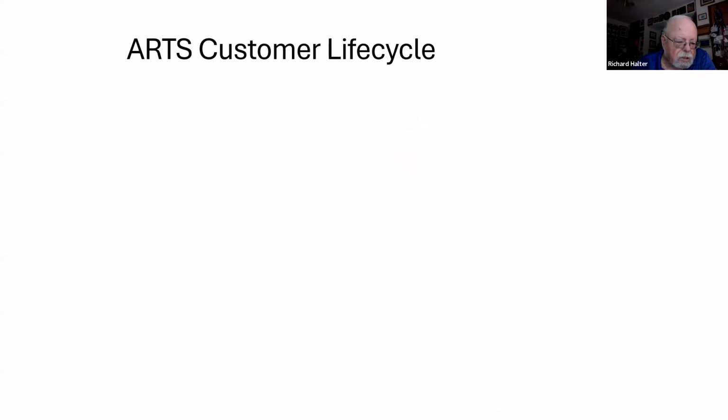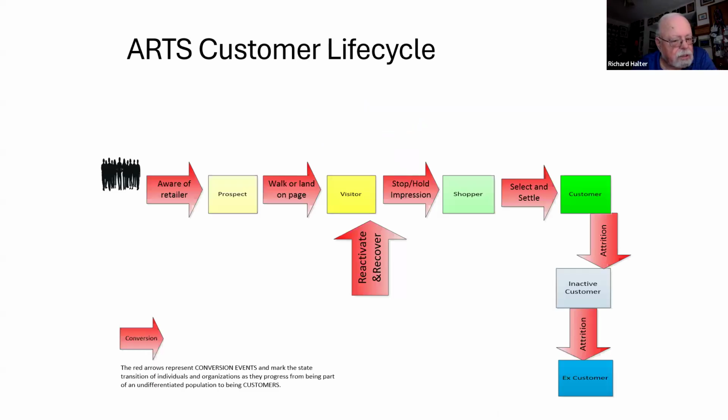Now, ART, the Association for Retail Technology Standard, which is the group that I was chief technical architect for, created this customer lifecycle model, which basically shows you what you were just looking at in the pyramid, where you start off with the population, you move through people to become prospects, they walk around and land on your page, they become a visitor, eventually they become a shopper, and finally you sell them something and they become a consumer.